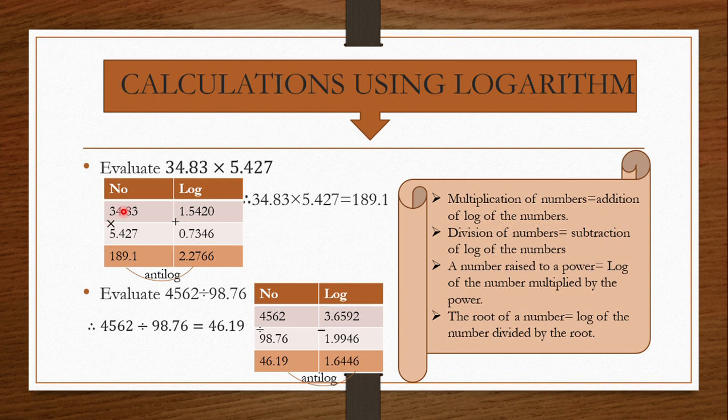Since we are multiplying these numbers, we have to add their logs. So 0 plus 6 is 6. 2 plus 4 is 6. 4 plus 3 is 7. 5 plus 7 is 12, so we write 2 and carry 1. 1 plus 1 is 2. That's 2.276. So using our antilog table to get back our number, it will be 27.